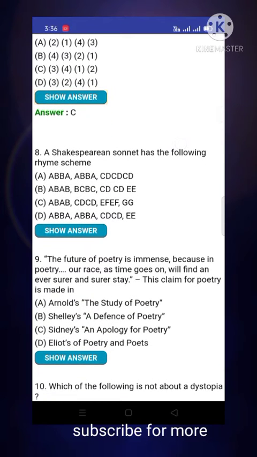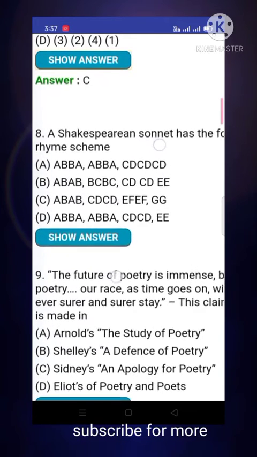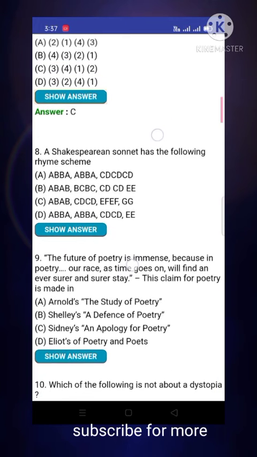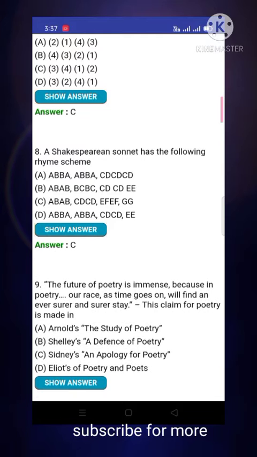Now the eighth question: A Shakespearean sonnet has the following rhyme scheme. Such types of questions are typical one-liner questions. These are very helpful for students who are preparing for the NTA NET exam. The correct option is C. The rhyme scheme is ABAB CDCD EFEF and GG, so the correct option is C.